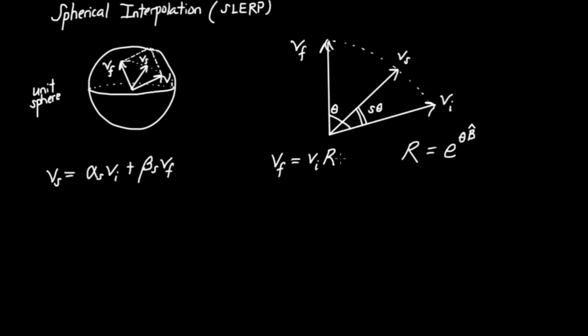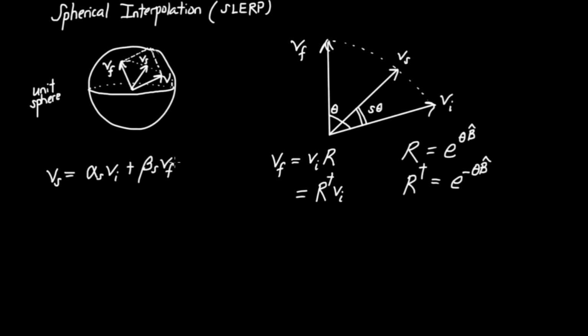Now, vi times r, I claim, is just the same thing as r dagger times vi, where r dagger, remember I was saying in the video on rotors, this dagger is more or less the conjugate. Taking the conjugate of this is just going to be e to the minus theta times b. So vi times e to the theta b hat is the same thing as e to the minus theta b hat times vi. And this should be quite familiar if you have some experience with doing rotations using these exponentials. So these are actually the same thing.